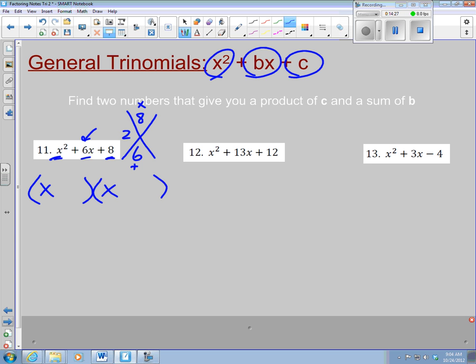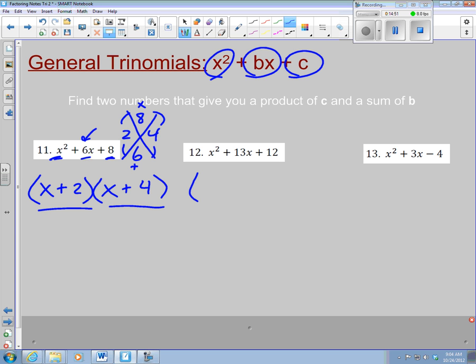But 2 and 4. 2 times 4 will give me the 8, and 2 plus 4 will give me the 6. So I'm going to put a 2 here and a 4 here, and they're both positive, so it's x plus 2 and x plus 4. And there are my factors. It is factored completely. How many factors do I have? Once again, 2. Each binomial is a factor.